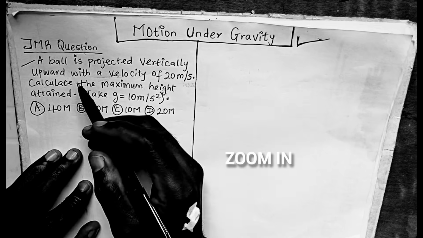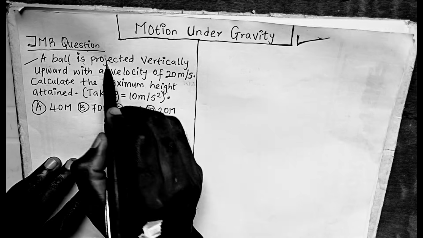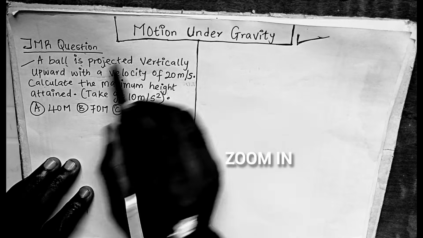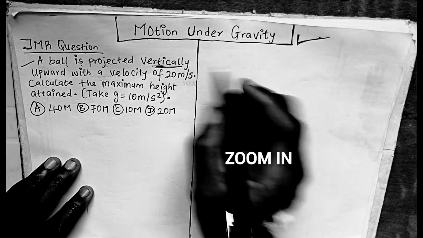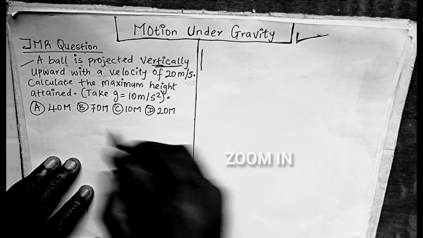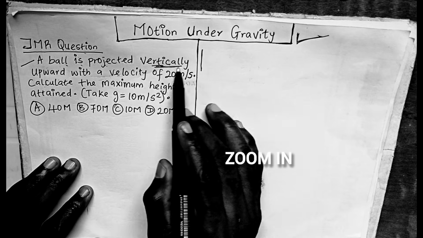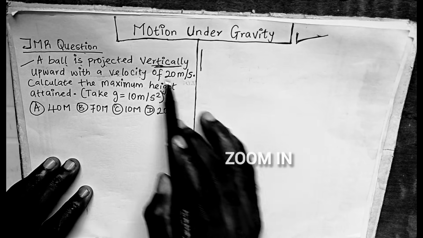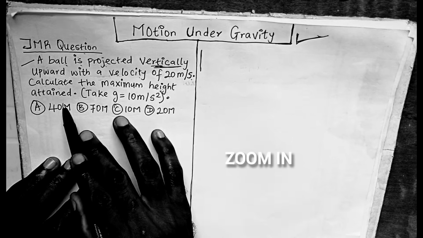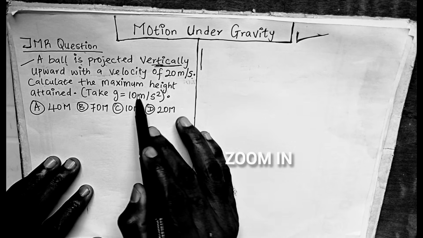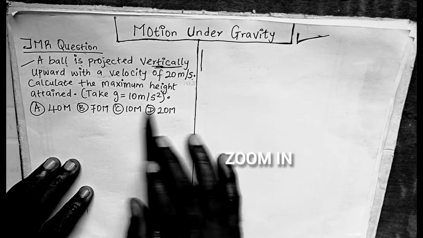Okay, the first question we have here is: a ball is projected. Remember, we are doing motion under gravity. A ball is projected vertically upward. Vertically, it's telling us that it's projected vertically. That's straight like this. Okay, straight vertically. A ball is projected vertically upward with a velocity of 20 meters per second. Calculate the maximum height attained. Take gravity equal to 10 meters per second square. Acceleration due to gravity.